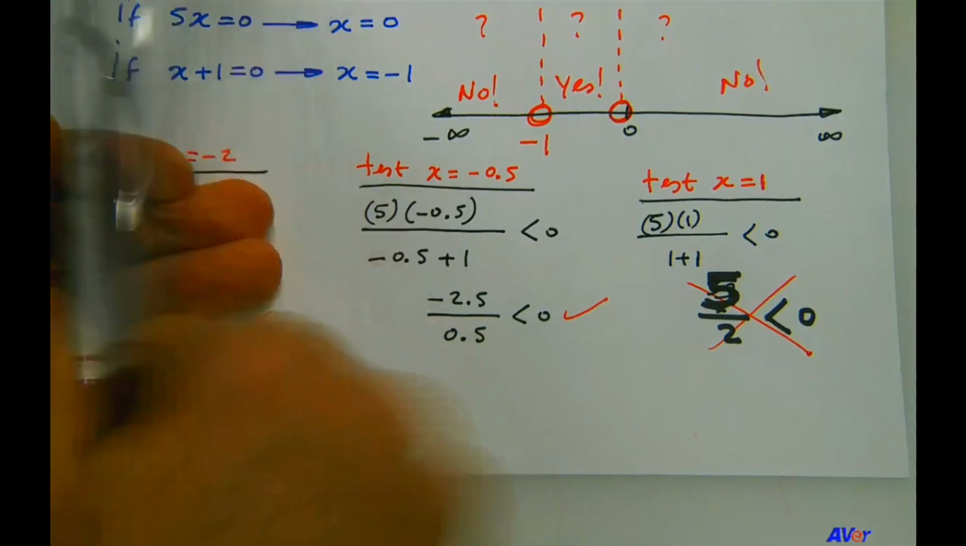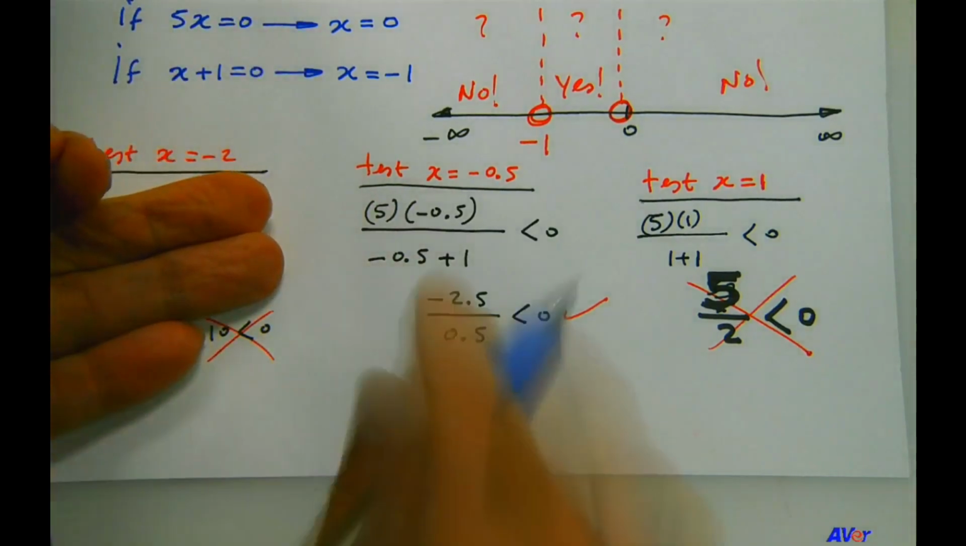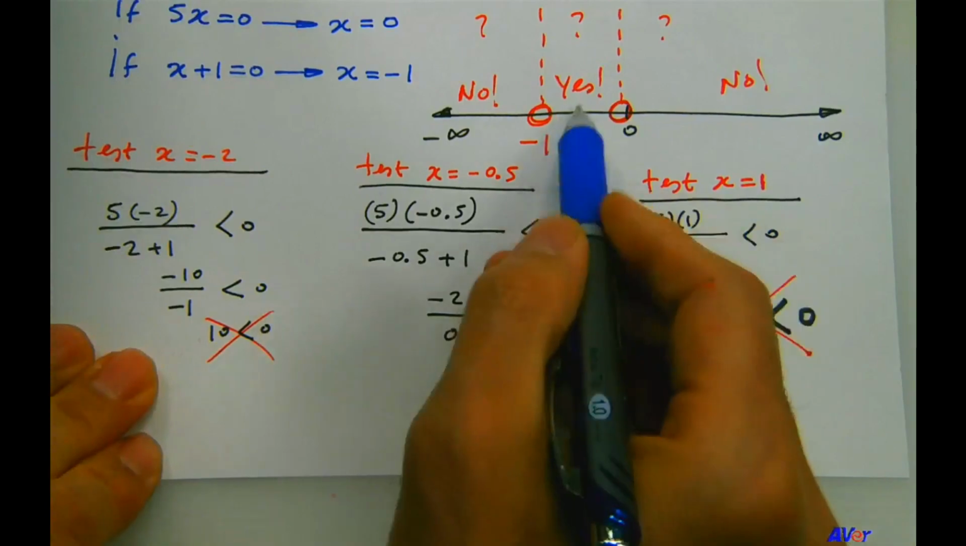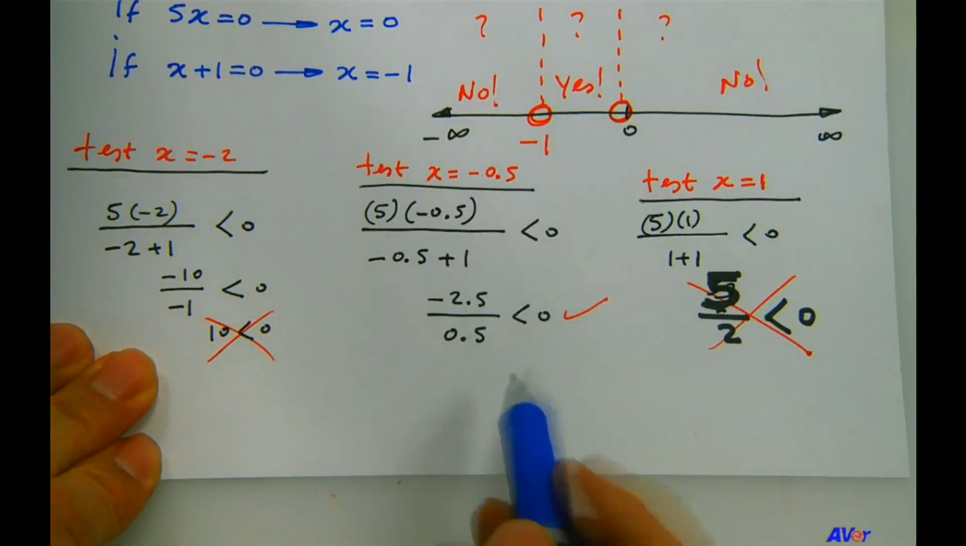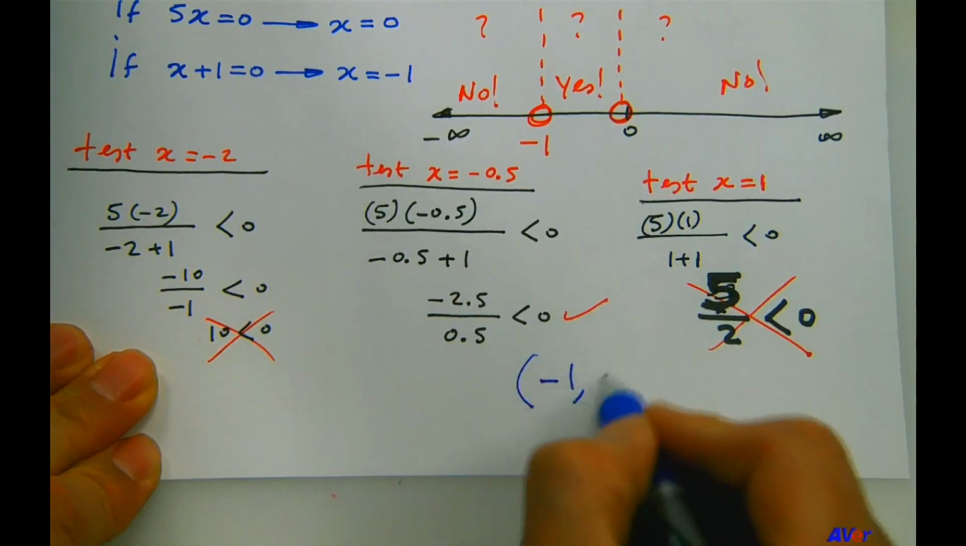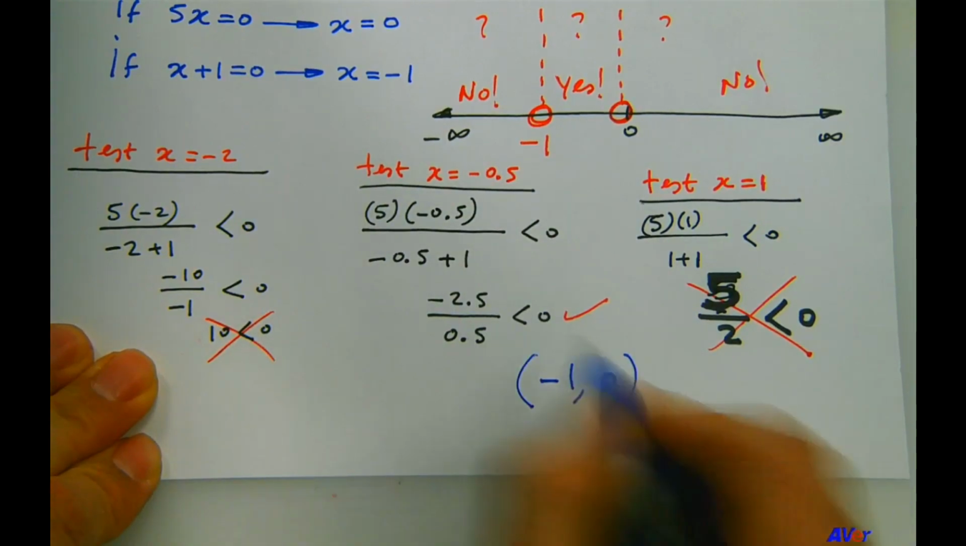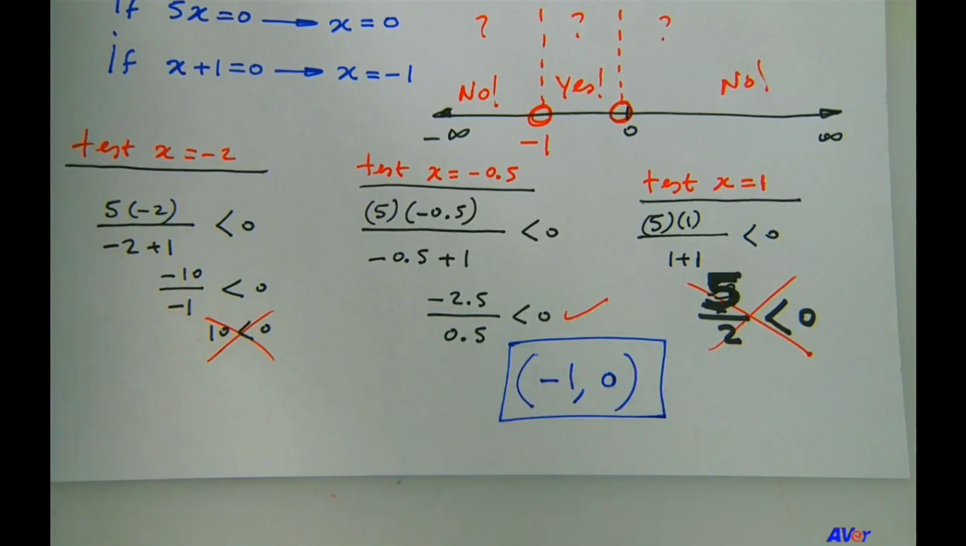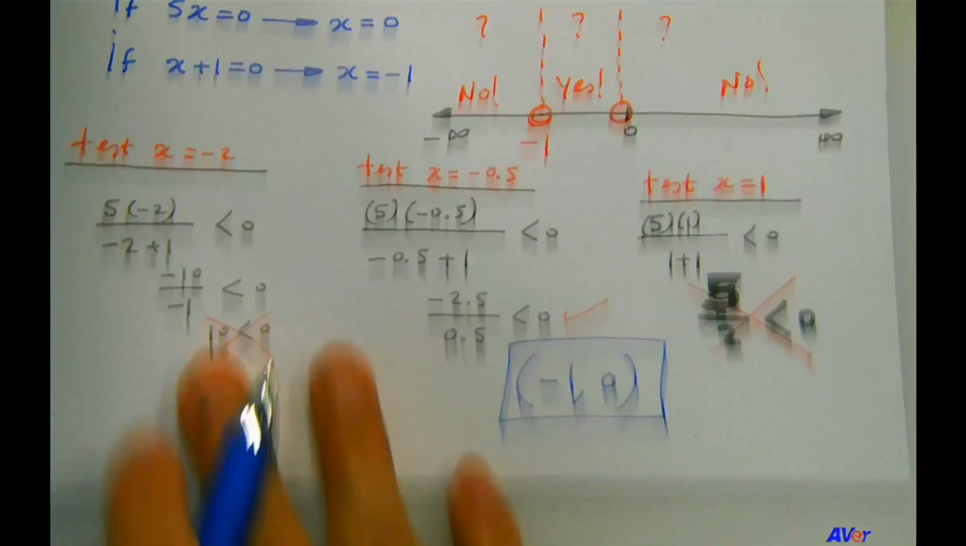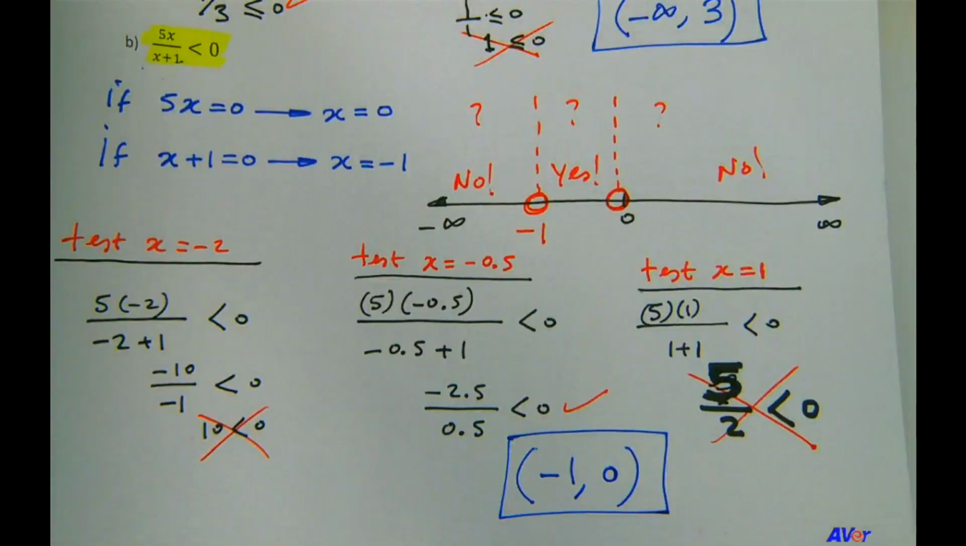So where is the solution region? The solution region is in the middle, in between negative 1 and 0, not including negative 1 and 0. So negative 1 parenthesis, negative 1 comma 0 parenthesis, like that. Okay. So I hope this is making sense.